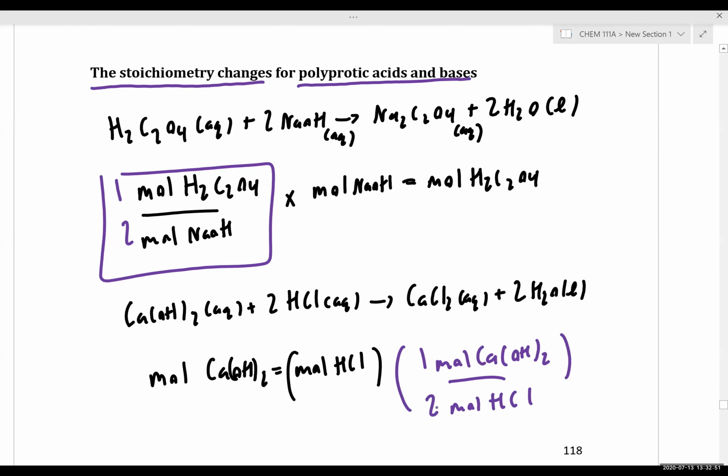So we recognize this idea that depending on our chemical reaction stoichiometry, the amount of moles of each reactant in our titration will be different at the equivalence point.